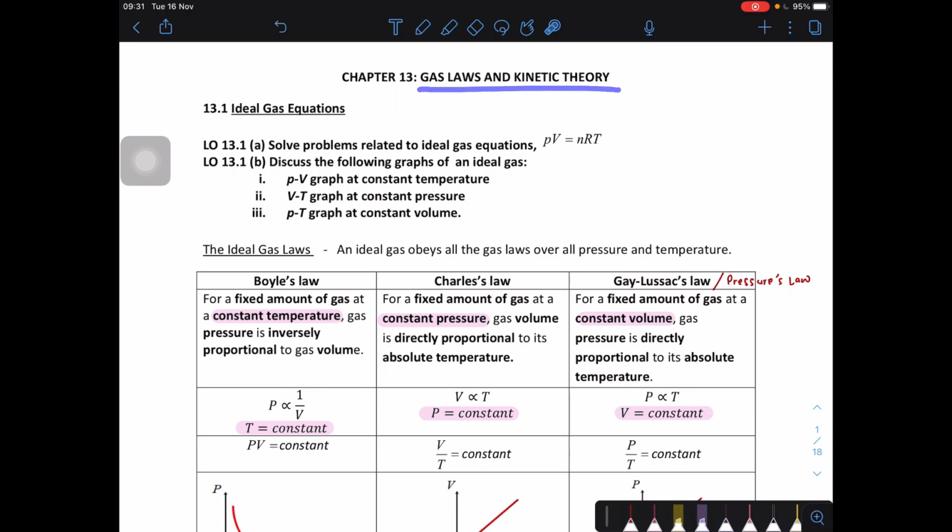Okay, so we are going to proceed to the new chapter, which is chapter 13, gas laws and kinetic energy. In this video, I'm going to explain the first one, ideal gas equations. So here we have two learning outcomes.